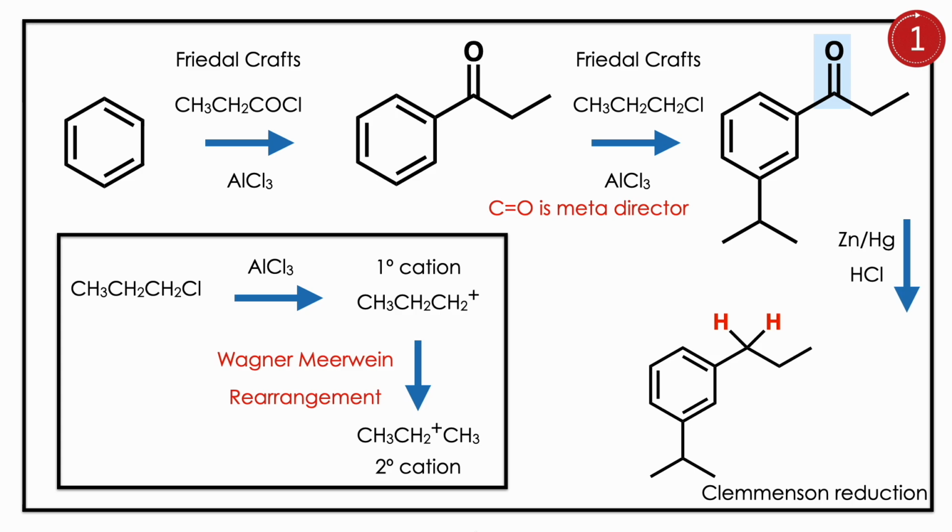Then you have to remove the CO group. It can be done by zinc amalgam and HCl. Finally, you have the desired product. The reduction is Clemmensen reduction. You are converting carbonyl into methyl. The concept you have to learn here is that naming reactions are a very important part of organic synthesis. One of them is Wagner Meerwein rearrangement.